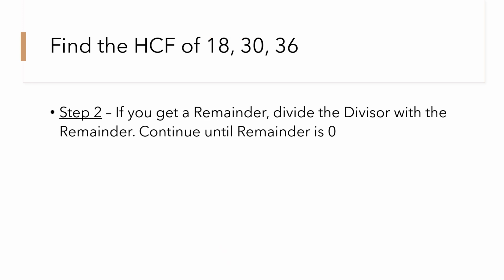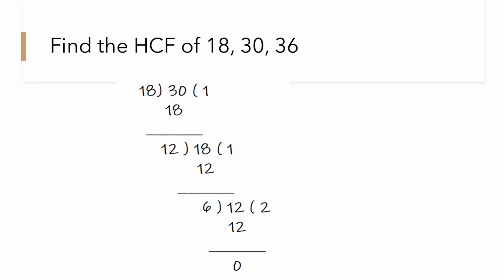Now we are into step 2. If you get a remainder, divide the divisor with the remainder. We will continue doing this until the remainder is 0. So we did get a remainder. The remainder was 12, right? So this is what the division is going to look like now. This is what is called a long division or a continuous division method.